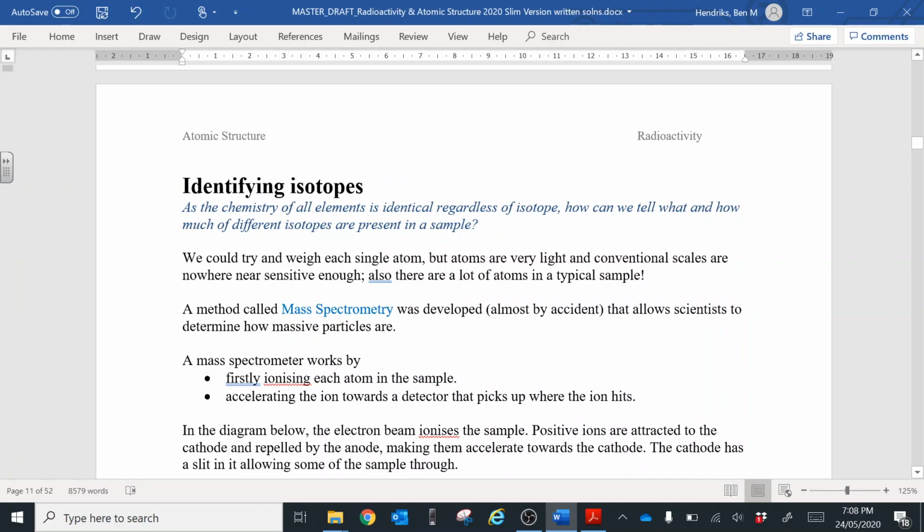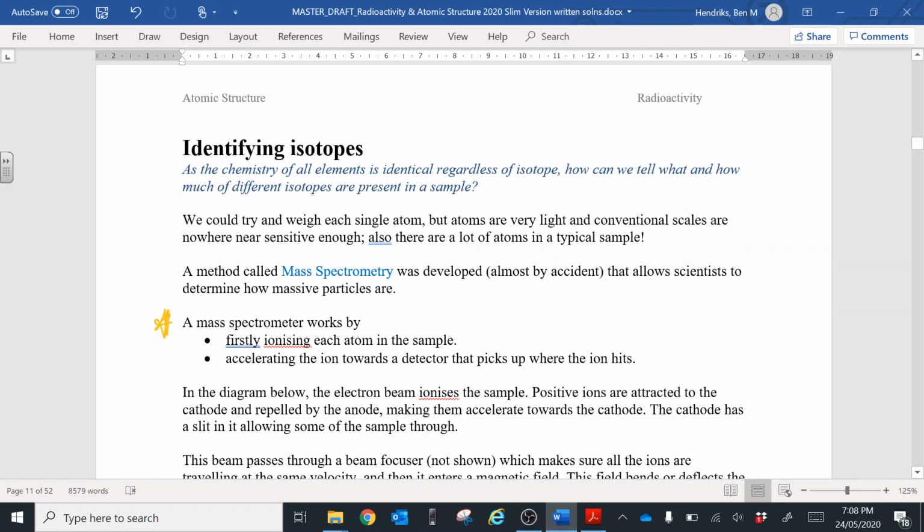Okay, so I'm just going to quickly talk about identifying isotopes today. We have a diagram at the bottom of this page showing a mass spectrometer, and they work by firstly ionizing each atom in the sample and accelerating the ion towards a detector that picks up where the ion hits.